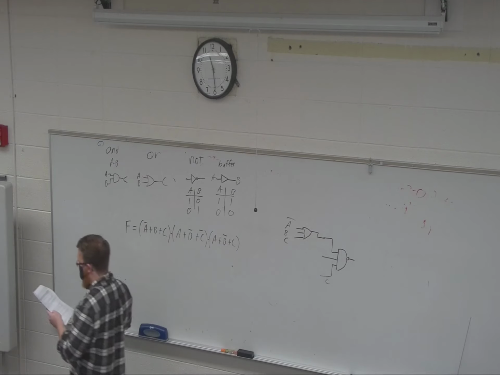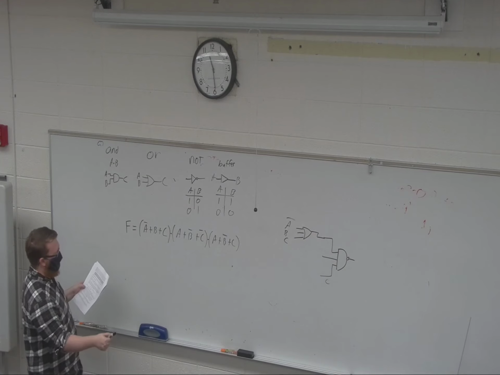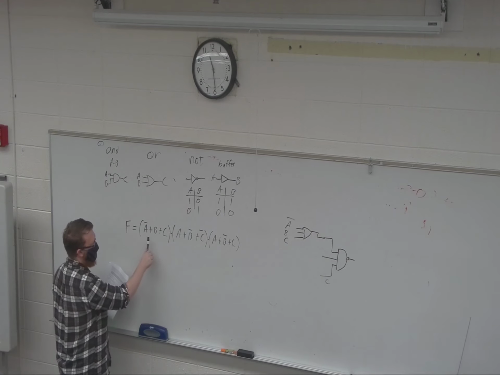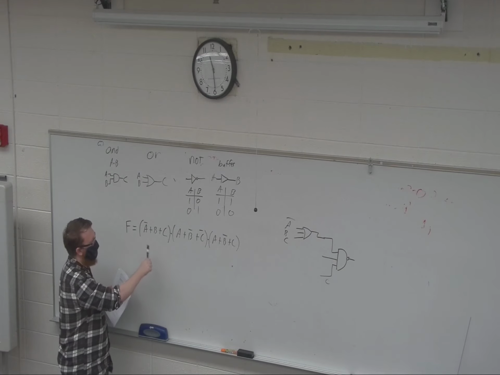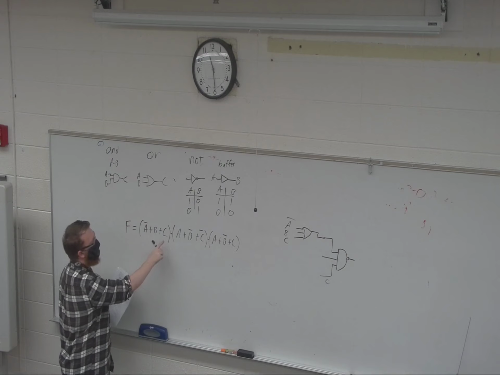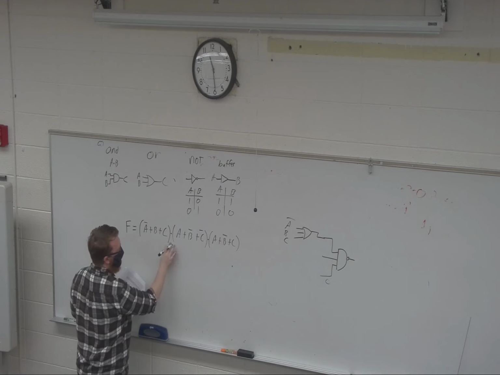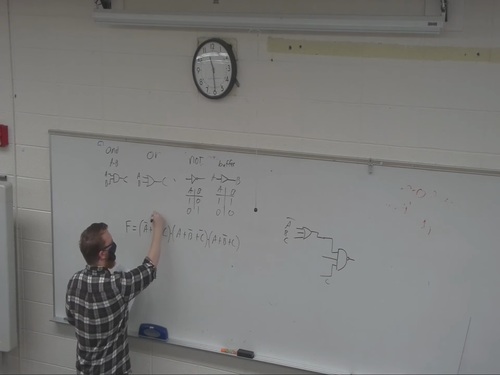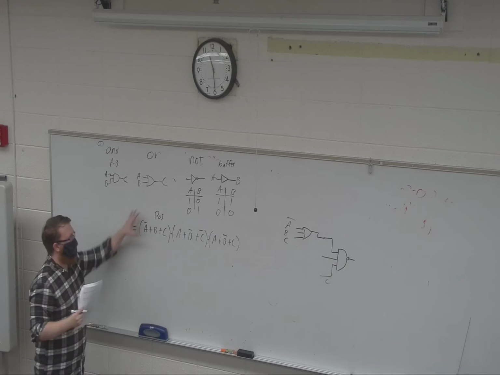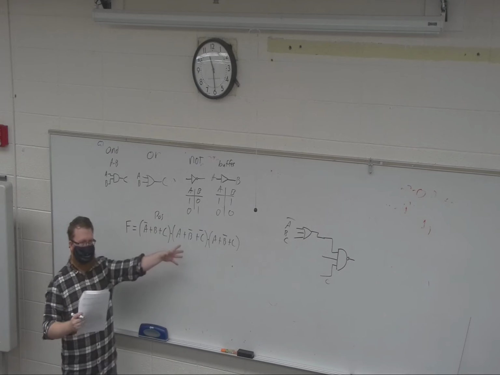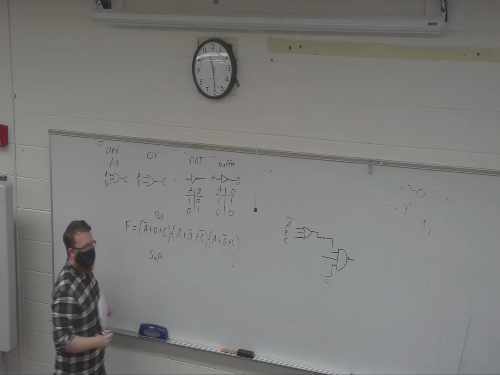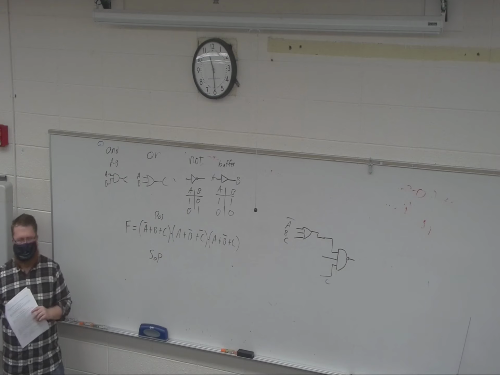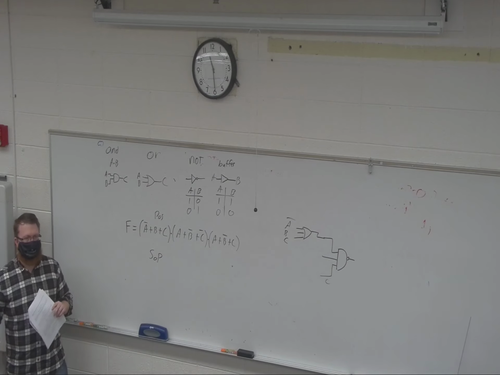If the logic expression is sum of terms, so if it was, this is product of sums. If it is a product of sums, you start with the AND gate. If it's a sum of products, which is what we started with, you start with the OR gate, right? That's your output gate.